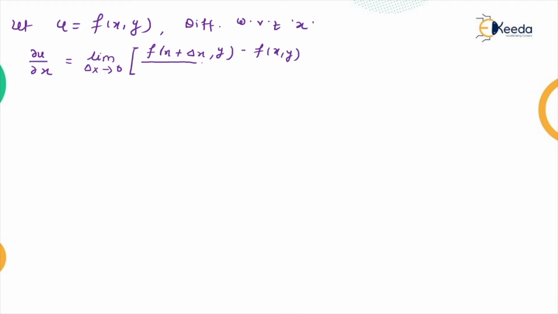You have to observe that we change only x, keeping the other variable as a constant. Therefore we change x to x plus Δx, keeping the other variable y as a constant, divided by the difference, that is Δx. So this is the actual ∂u/∂x. We change only x, so this term is x plus Δx, where Δx is a change in x only, keeping the other variable constant. And y is a constant as it is.